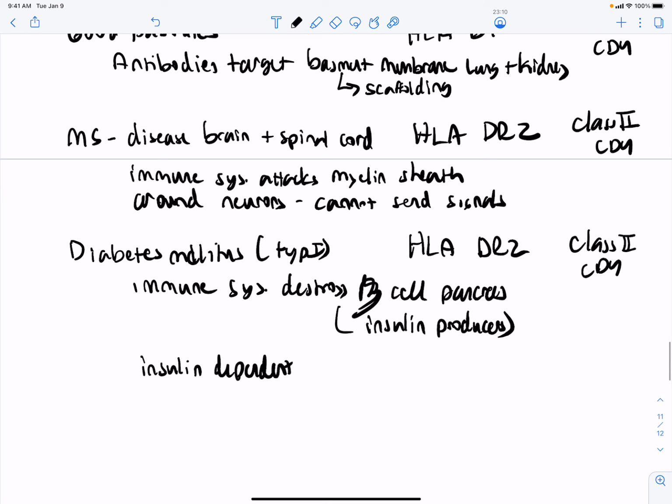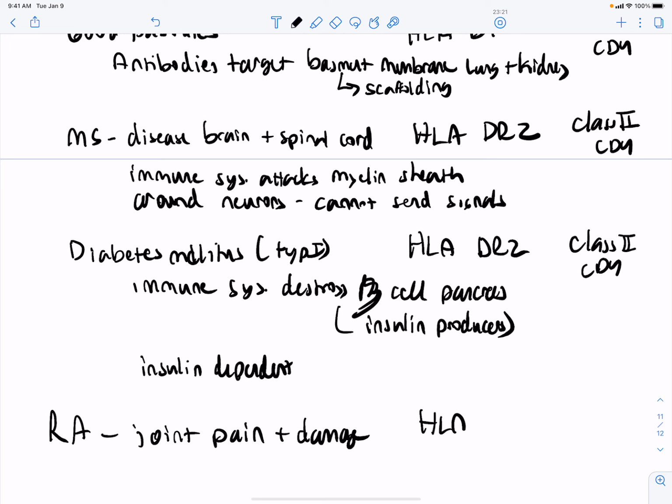And then rheumatoid arthritis, or RA, where you get joint pain and damage. And this is HLA-DR4, which is class 2, CD4.